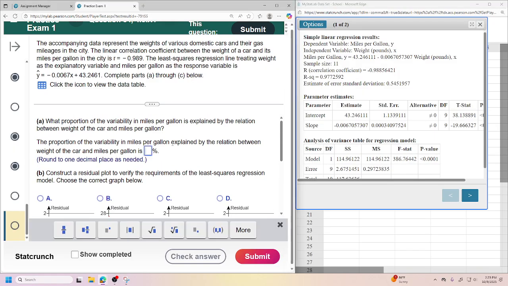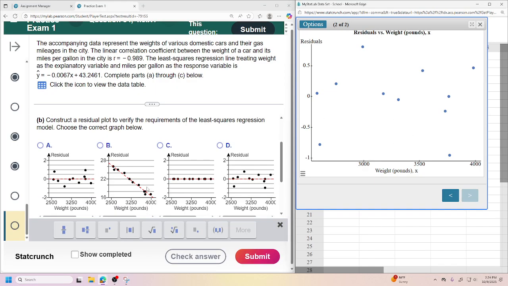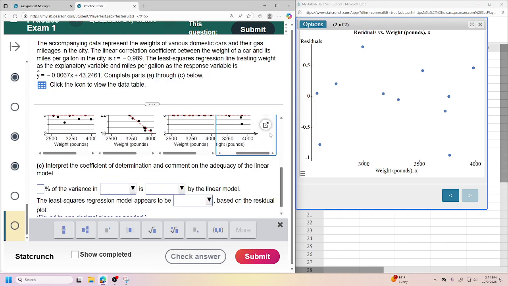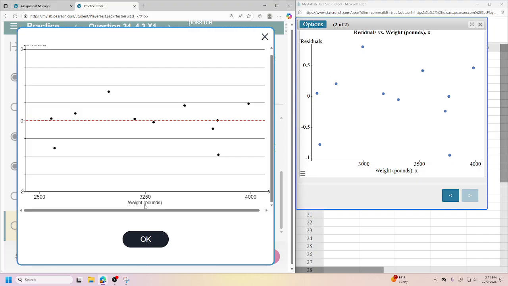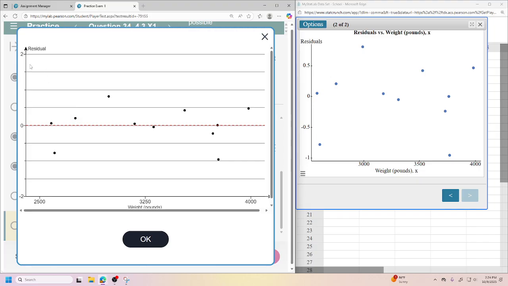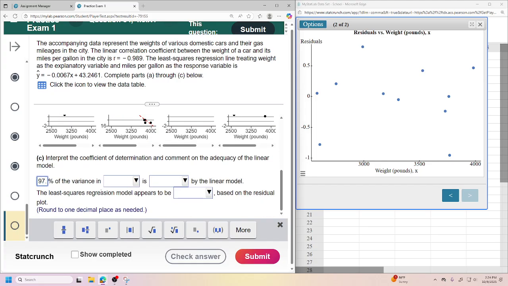So they want the R squared, 97.7. If I look right here, R squared. The residuals look all over the place. I like D, yeah, D. And I think if you were to zoom out on it, okay, well, residuals over here. It's not below. Yeah, it's up. It's on the top, but at least it's not down here, right? So that's good. So back to here, 97.7, same number.